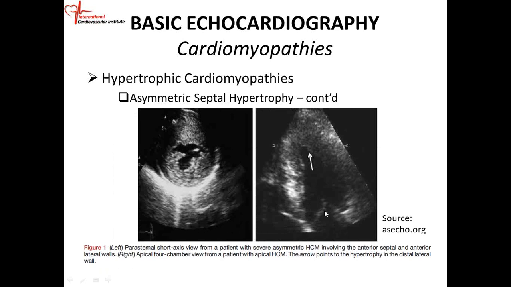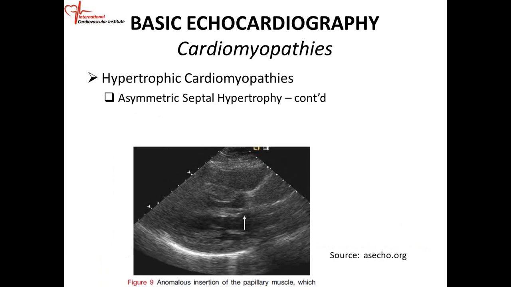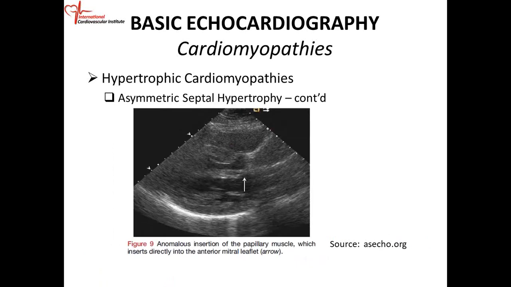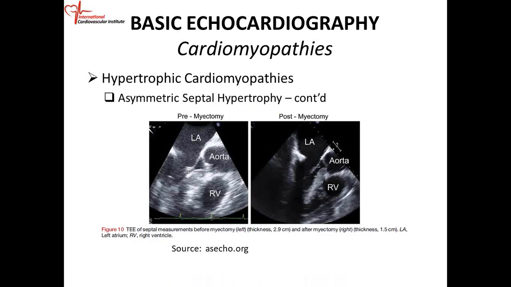Again, SAM is when the mitral valve moves anteriorly and obstructs the left ventricular flow tract. As we have said before, when you have asymmetric septal hypertrophy, the papillary muscle and the mitral valve are usually positioned abnormally, and these patients commonly have mitral regurgitation. So you have what we call anomalous insertion of the papillary muscle. It usually inserts directly into the anterior mitral leaflet, and these patients commonly have mitral regurgitation.